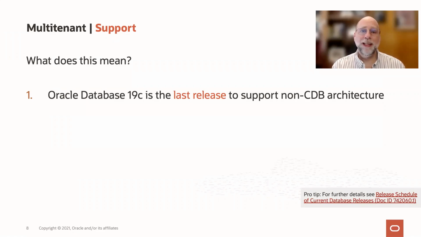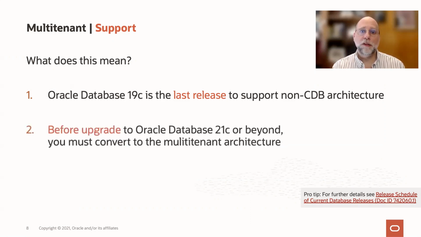Well, if you're going to 19C, just be aware that 19C does support the non-CDB architecture, but it is the last release that will support non-CDBs. And this means that, for example, when we migrate to 21C, you won't be upgrading a non-CDB and then converting it to 21C. You're going to have to convert to the multi-tenant architecture before you get to 21. And there are various ways to do that, and that's what we're going to talk about today.